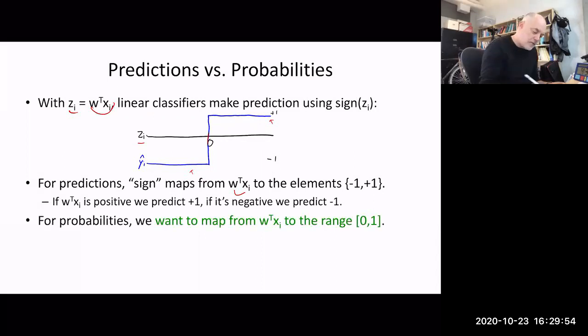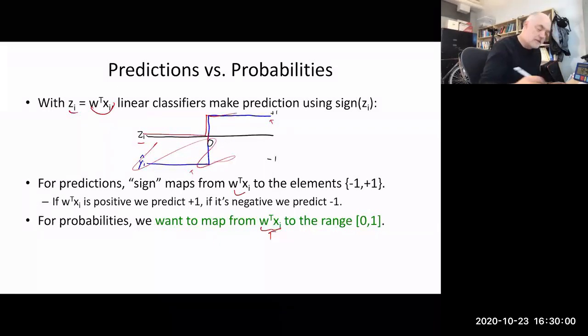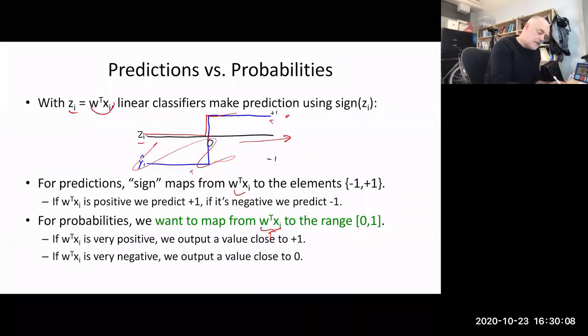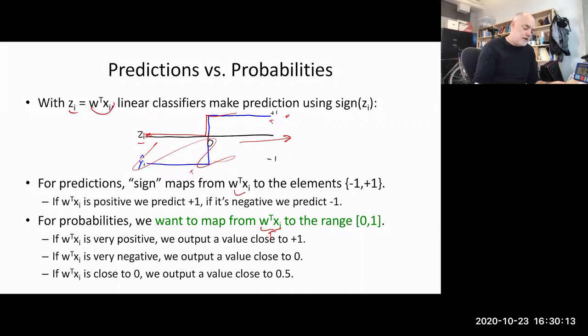For probabilities, we want to map w transpose xi to the range 0 to 1. We don't want to go down here. We want it to be 0 to 1. If xi is super positive, we want the output to be close to 1. If it's very negative, we want it to be close to 0. And if it's close to 0, we kind of want it to be 50-50.